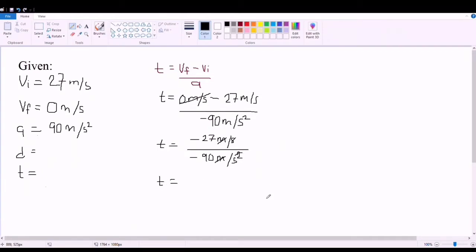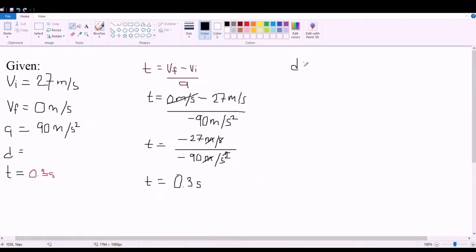Cancel out all the similar units. And then we would have 0.3 seconds. So for our time, we have 0.3 seconds. Now most of the values are there. We can finally solve for our distance. And for distance, we will use the equation initial velocity plus final velocity divided by 2 times time.